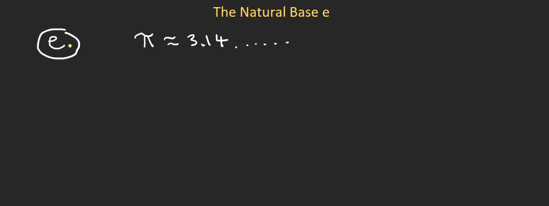In this video, we're going to talk about base E. You guys are used to seeing pi, which is approximately 3.14, but it doesn't stop there, it just goes on forever. So pi is an irrational number. Just like pi, E is also an irrational number. And I'm going to explain how or where E comes from.